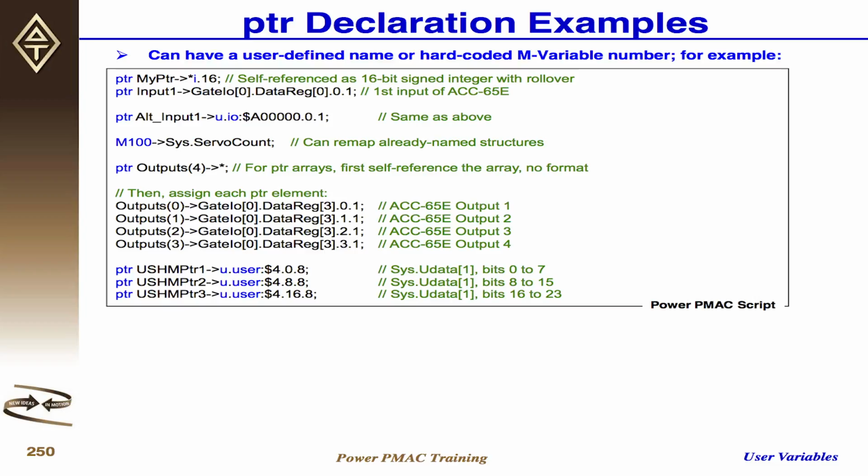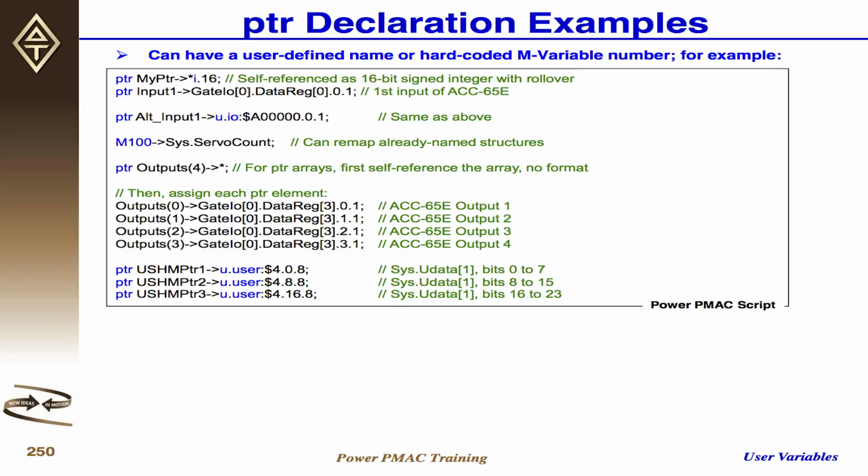You can do an array like pointer outputs 4 points to asterisk. The 4 in the parentheses says it's going to be a 4-element array. Points to asterisk basically just says that it's a self-referencing array currently. And then you'd go through with the next 4 lines here and define what each of the individual elements are. So they're saying output 0 points to getIO0, datareg3, 0, 1. So the first bit of getIO0, datareg3. Outputs 1, same thing. It's still only 1 bit long, but this time it starts at bit 1. So this would be the next bit. And then outputs 2 and output 3 are the next 2 bits sequentially.